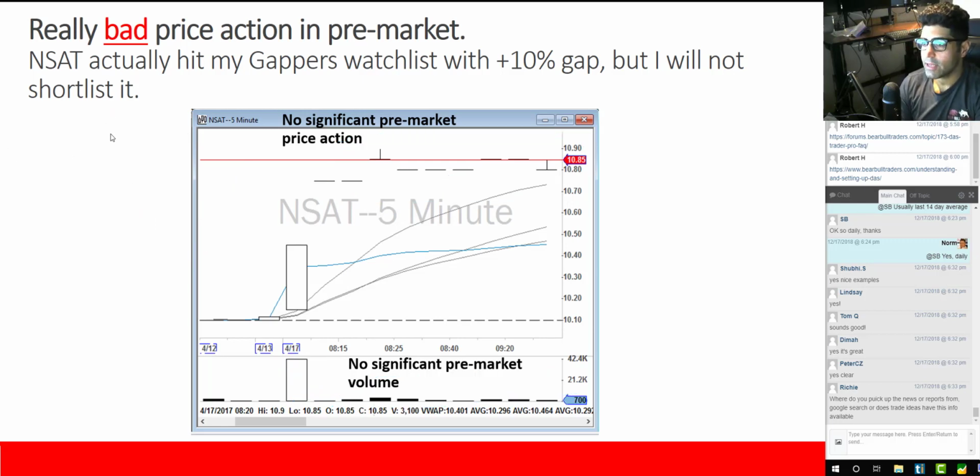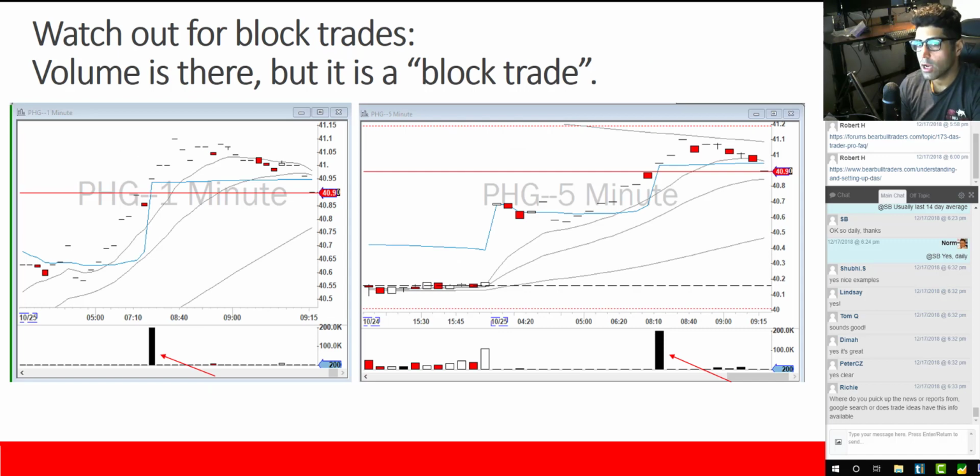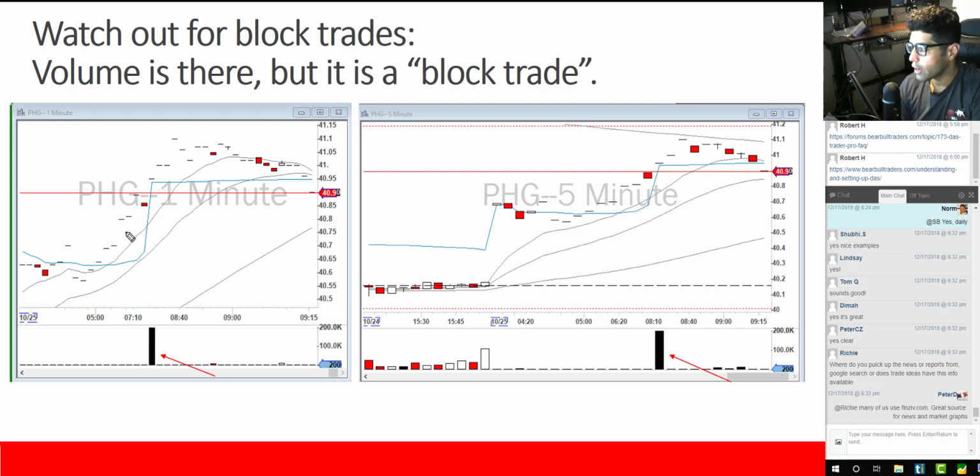This is another example. Sometimes you see that a stock is gapping up. There is volume, but the price action is really ugly. Those are usually the times that you see a block trade. You see this block trade? This is what we call a block trade. This is one transaction between institutions.